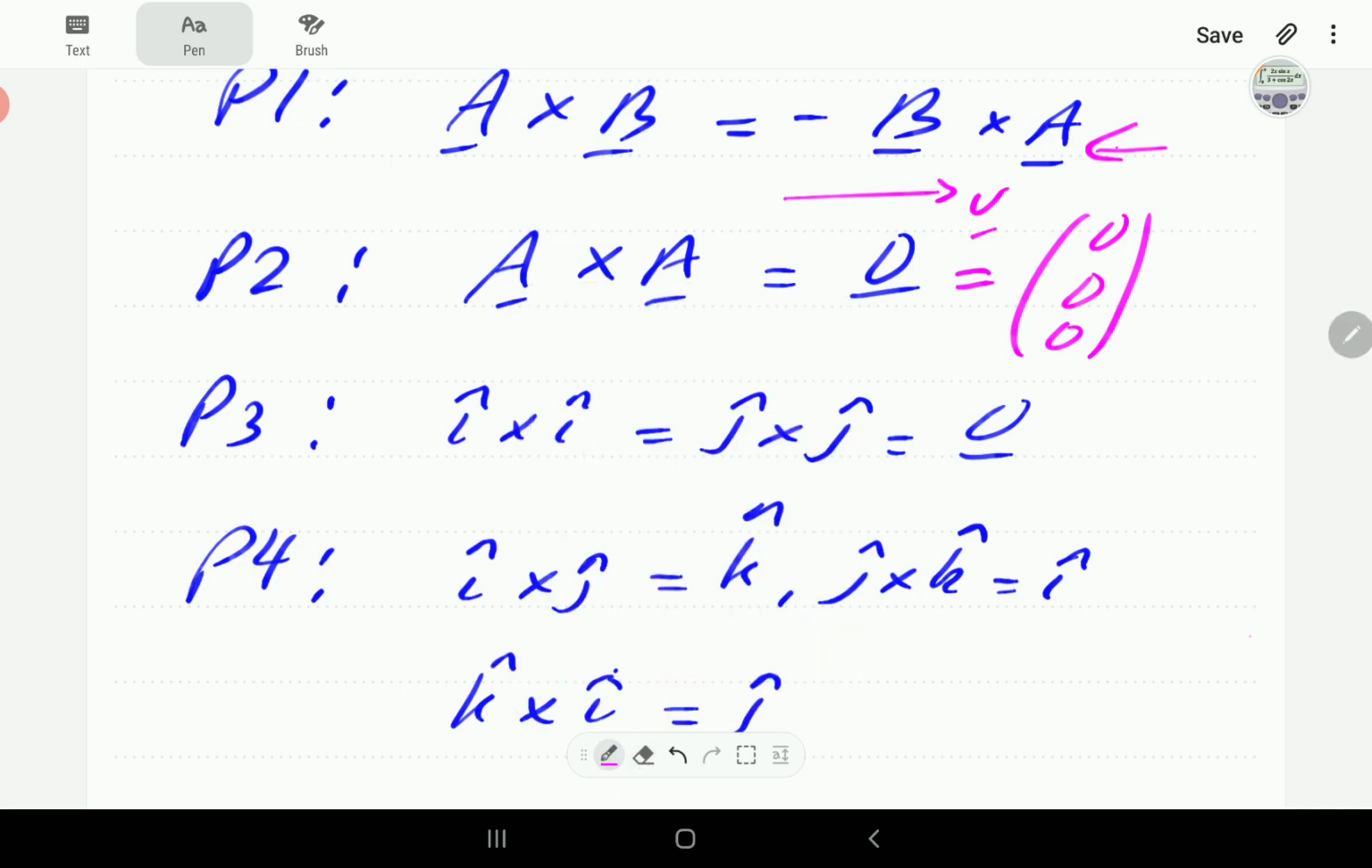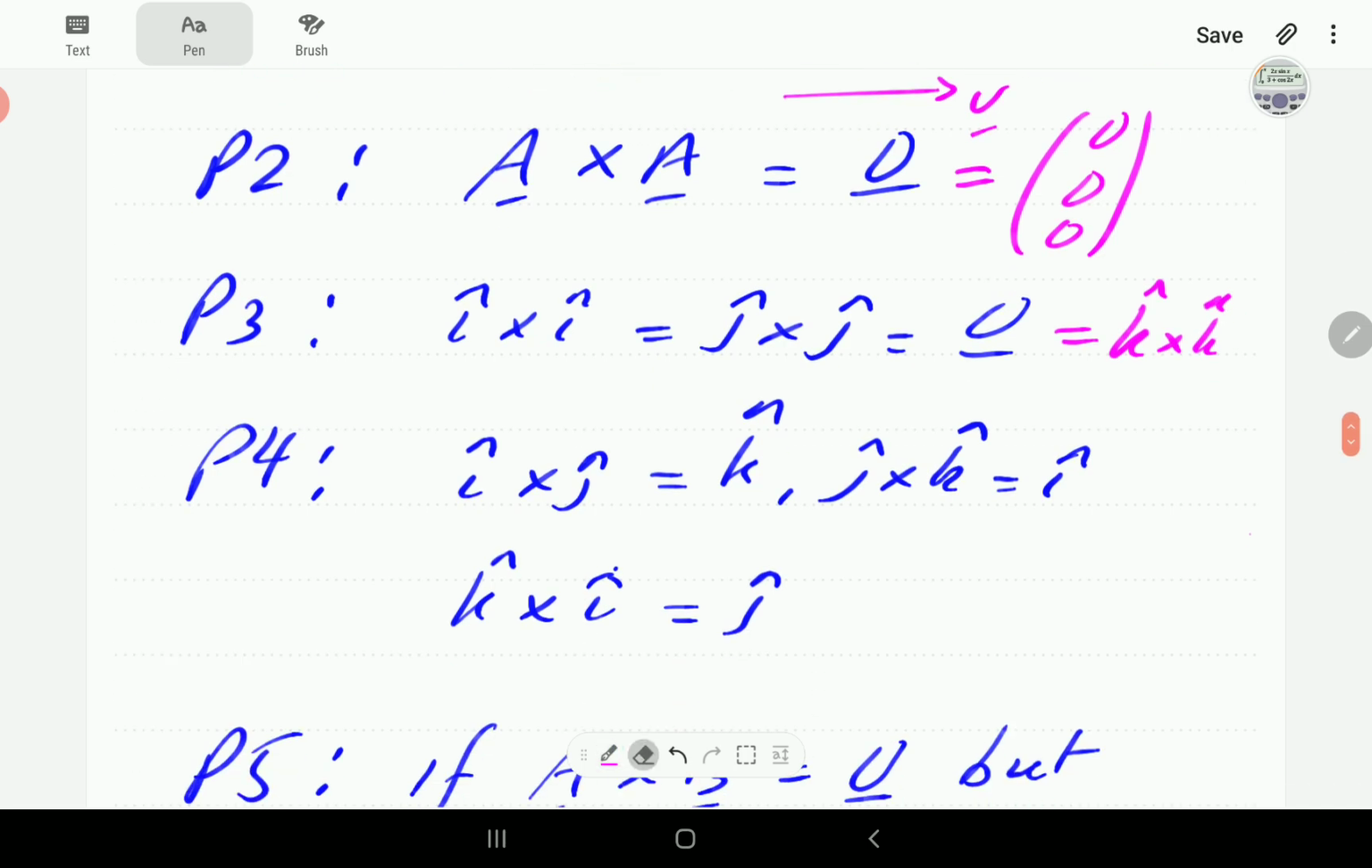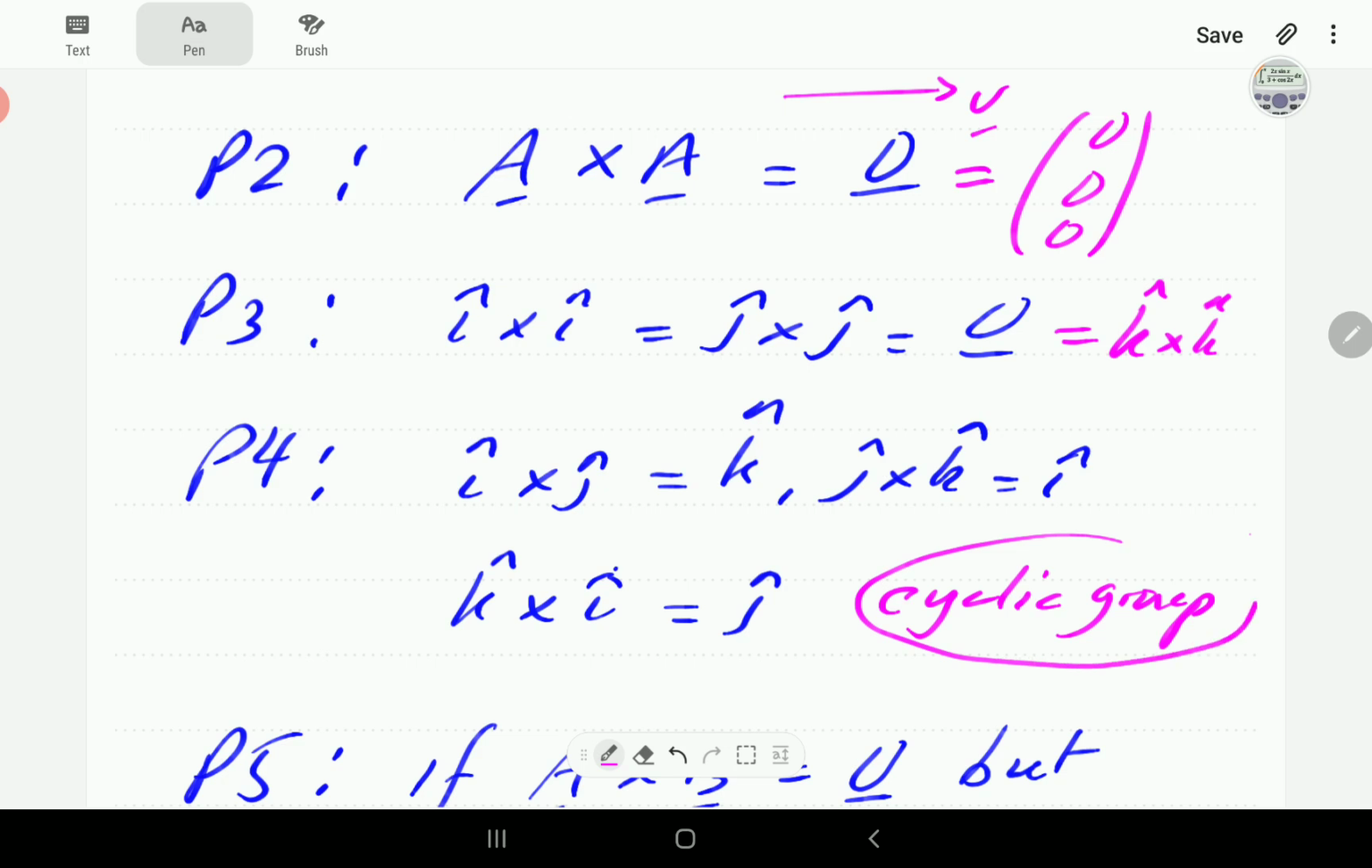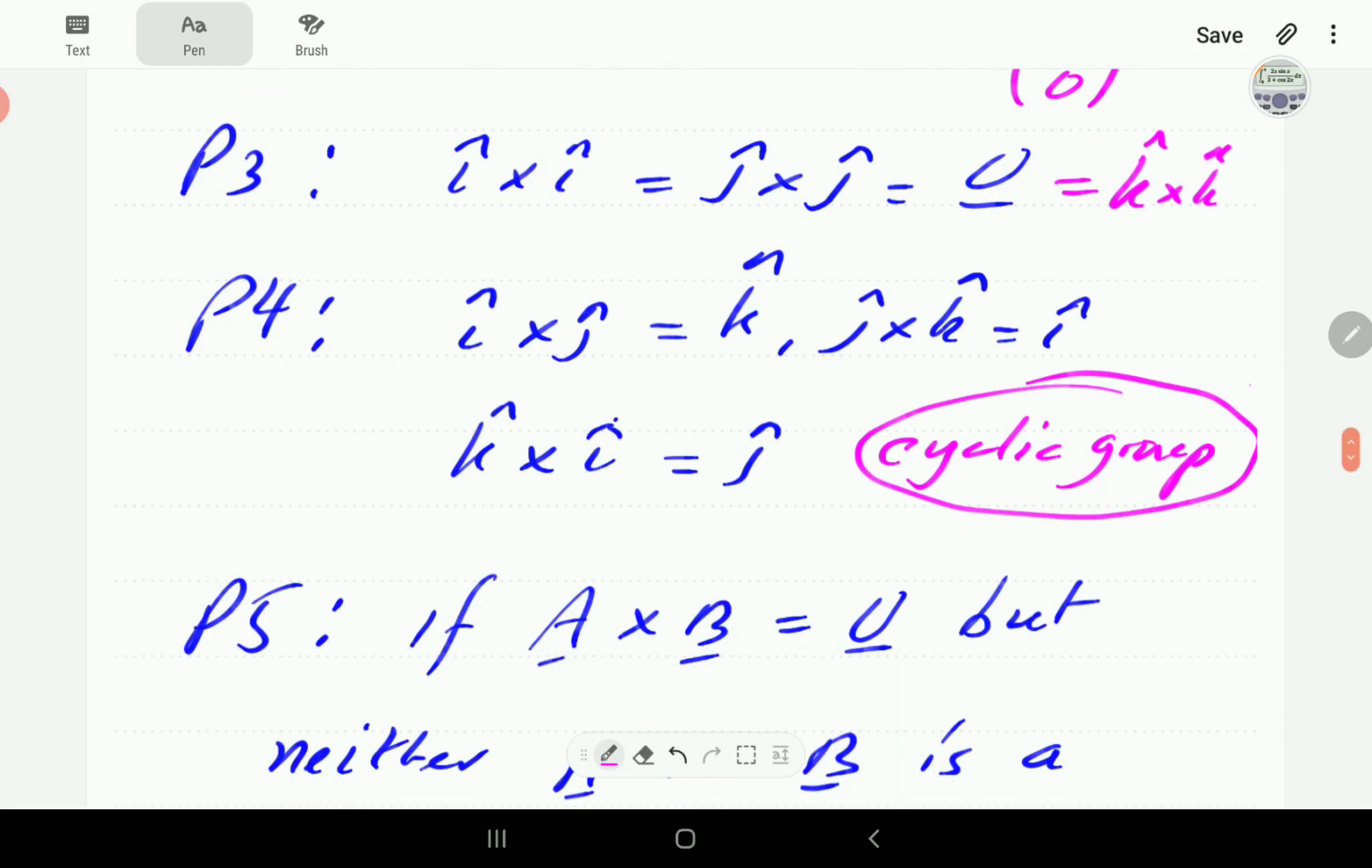Alright, from here, i cross i is going to be equal to j cross j equals k cross k, and all of them are going to be 0. On the other hand, i cross j is k, j cross k is i, and k cross i is j. This is called a cyclic group. You might meet this in your abstract algebra. So it's an example of a cyclic group.